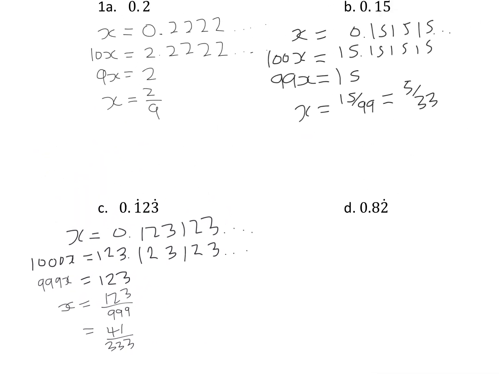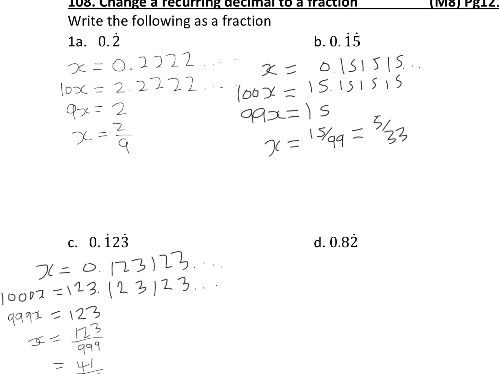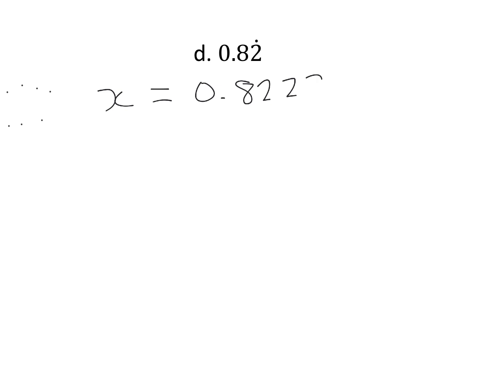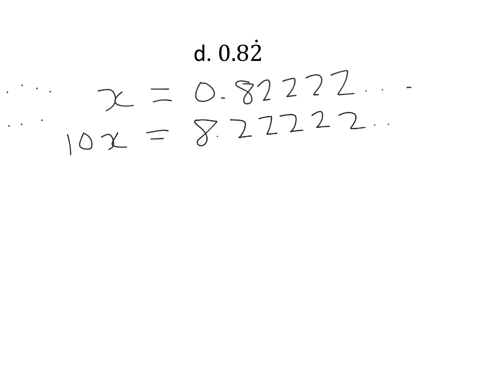Now, you might not have been persuaded how important it is to line it up properly. Maybe you'll see that in this example. There are different ways to do this one here, but we'll just stick to the method I've given you. We've got to define x to be 0.82, and it's just the 2 that's recurring. So it's 1 digit that's recurring, so I'm just going to do 10x. And we multiply that by 10 to get 8.2222, and so on.